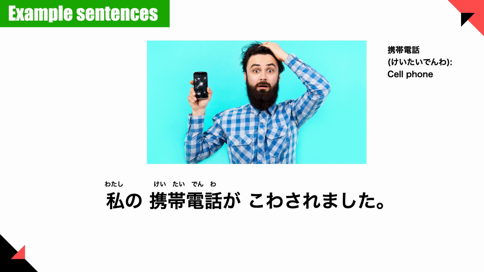私の携帯電話が壊されました。My cell phone was destroyed. So, 私の, my, 携帯電話 that means cell phone, が壊されました。壊す that means destroy or break. Right? 壊されました that means was destroyed.